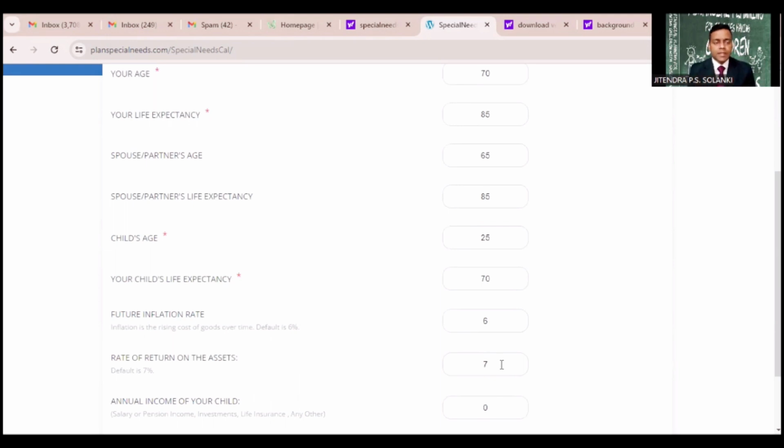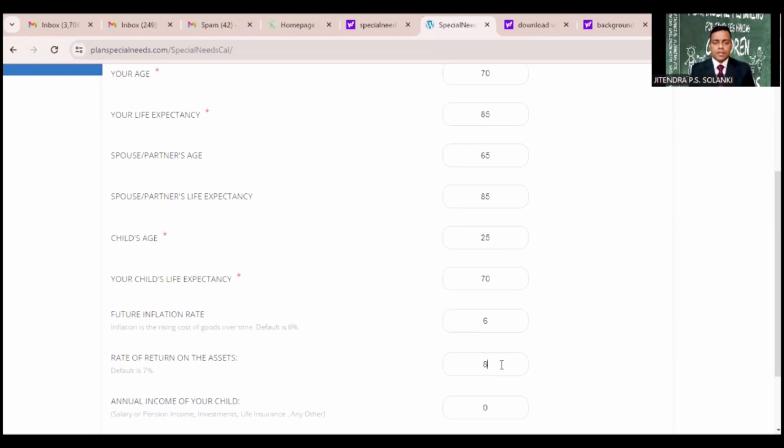If it is invested, what is the rate of return on that corpus you can achieve? So I'll put it 8%. You can put any figure, but we'll put it 8% and we'll calculate with that estimation.